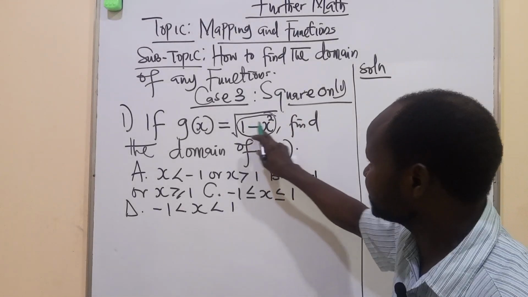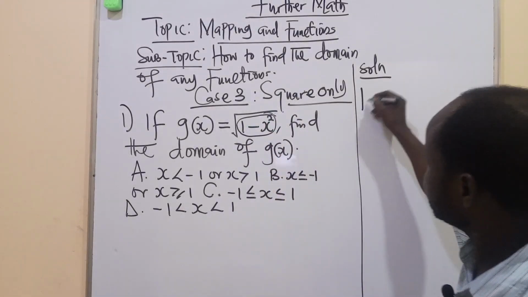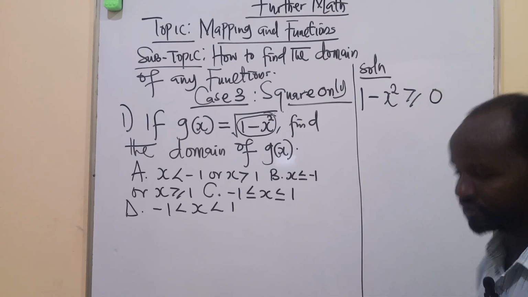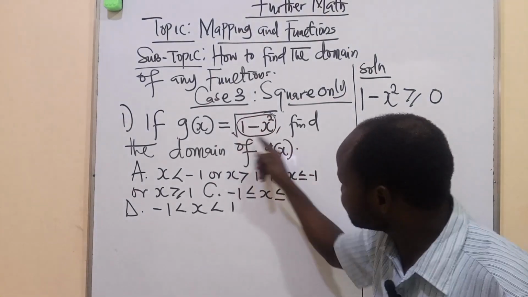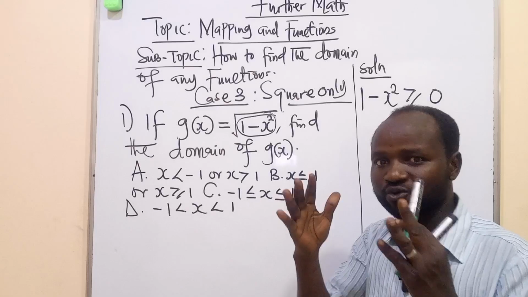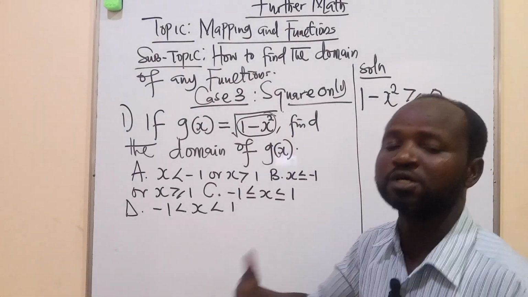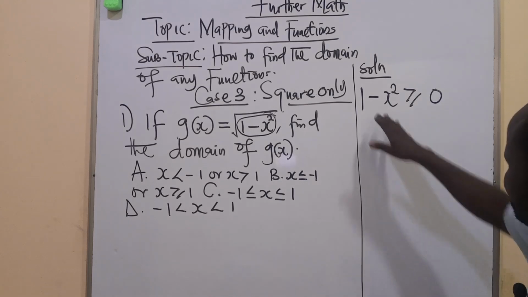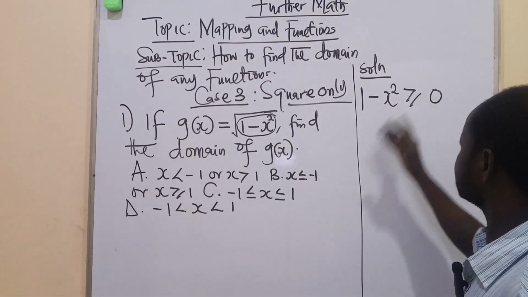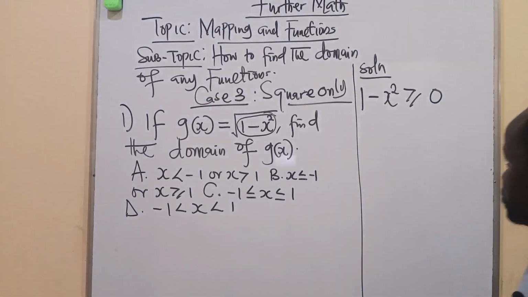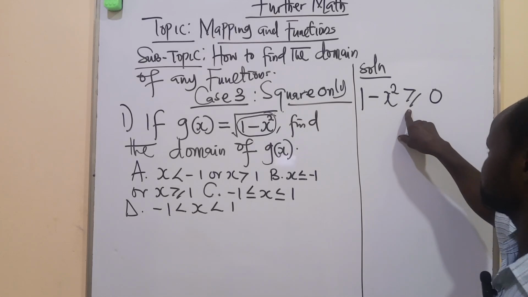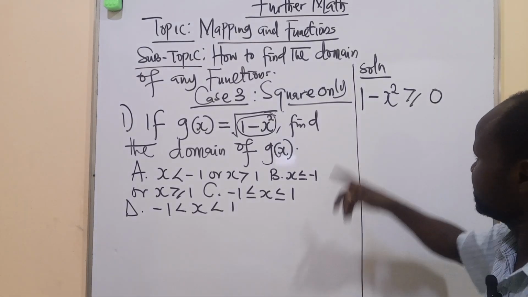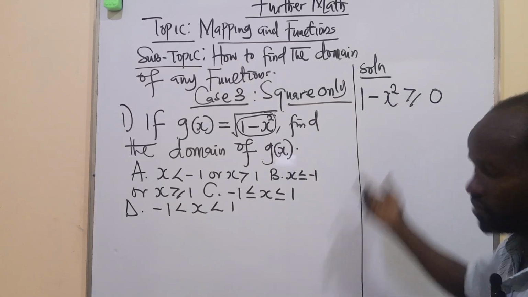So we pick 1 minus x squared. 1 minus x squared we will set to be greater than or equal to what? 0. Whatever is under this radical here must be greater than or equal to 0 for this function to be defined. Very important. If we look at this, it is an inequality because of this greater than or equal to sign. And we'll treat this greater than or equal to sign like an equal sign. We have 1 minus x squared. What comes to our mind?